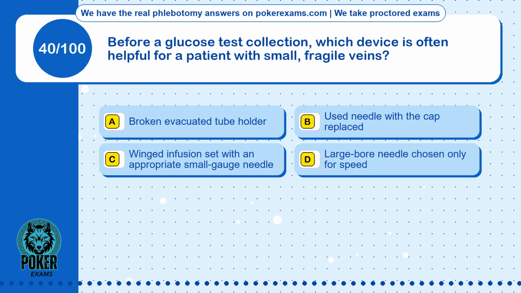Question 40. Before a glucose test collection, which device is often helpful for a patient with small, fragile veins? Option A. Broken evacuated tube holder. Option B. Used needle with the cap replaced. Option C. Winged infusion set with an appropriate small gauge needle. Option D. Large bore needle chosen only for speed.